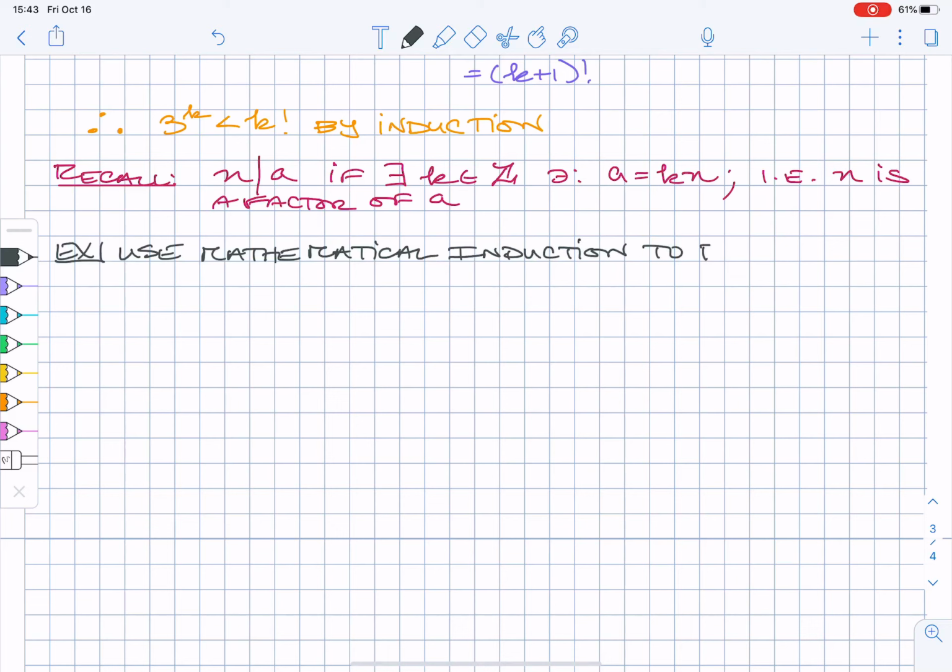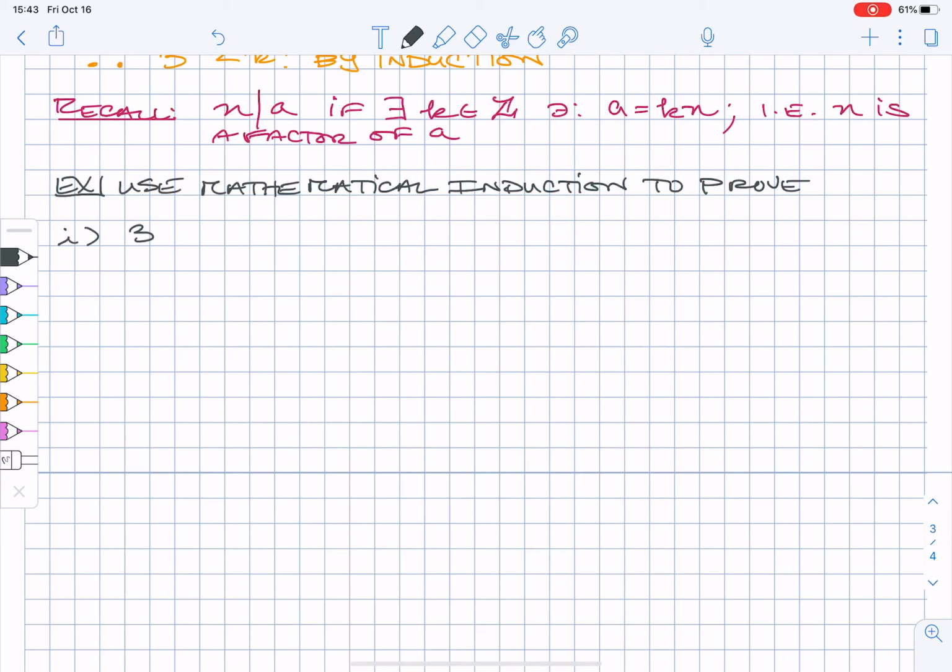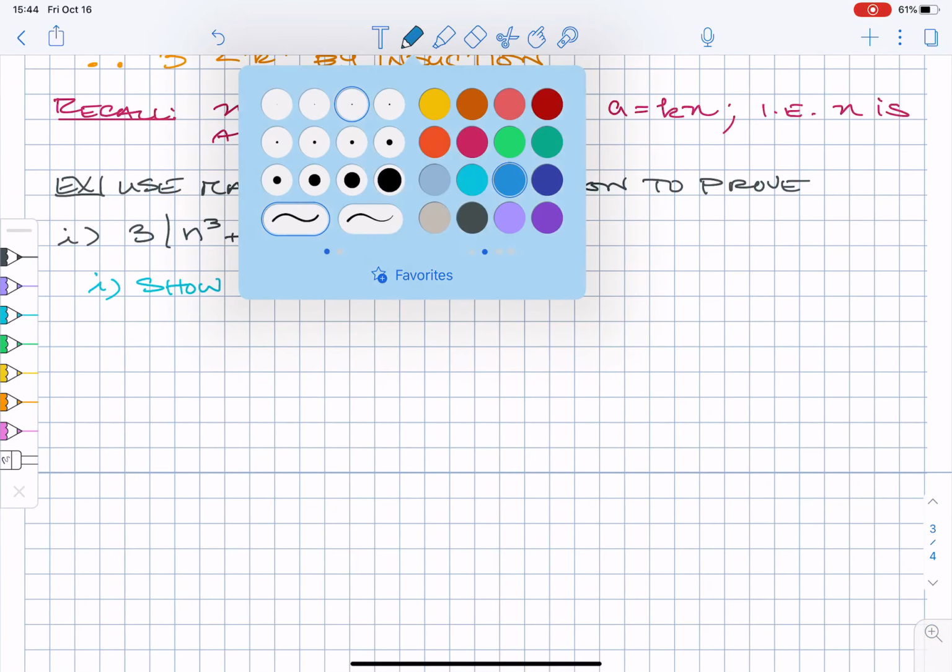To prove, number 1, that 3 divides n cubed plus 2n for all positive integers n. Okay, so step 1, show that the basis step, the proposition at 1 is true.